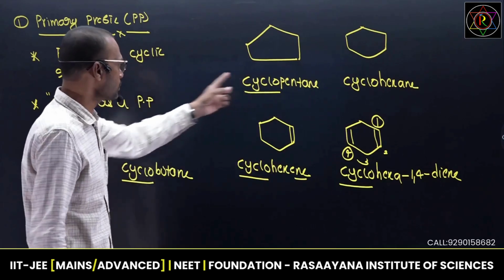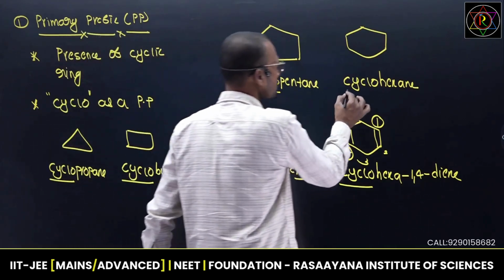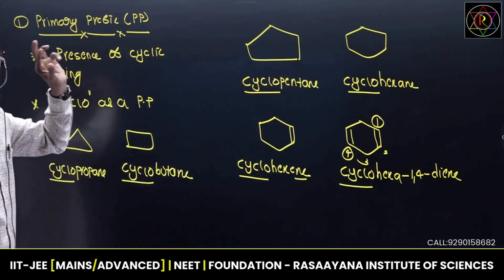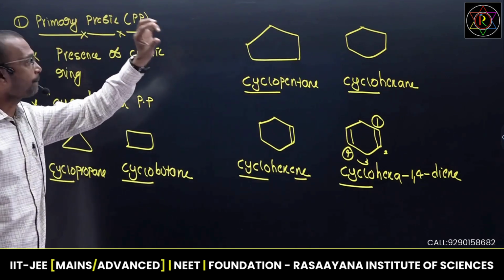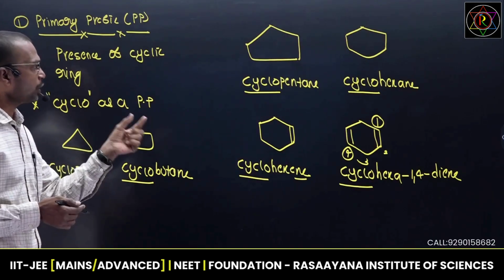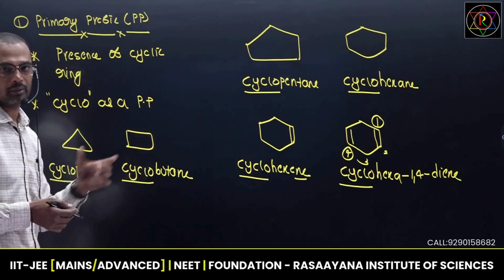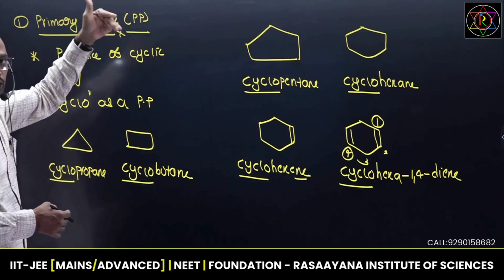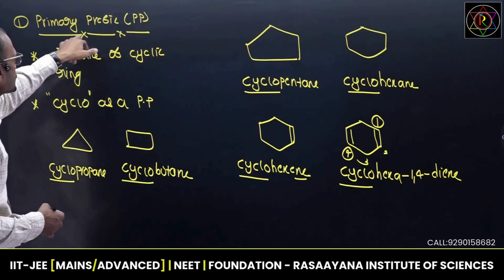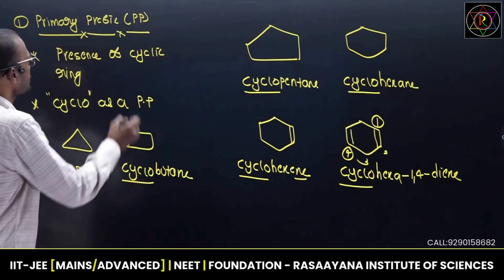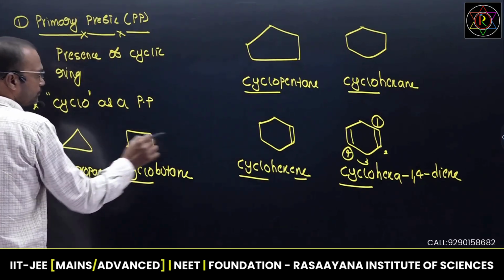See, everywhere cyclo is there. So using cyclo indicates the presence of a primary prefix. That is the first thing we need to learn in the IUPAC rules. By following those 5 rules, we can write the IUPAC nomenclature. First rule is primary prefix. The generalized rules are different, but these rules belong to the mixture of 5 words in IUPAC. Primary prefix indicates the presence of a ring.